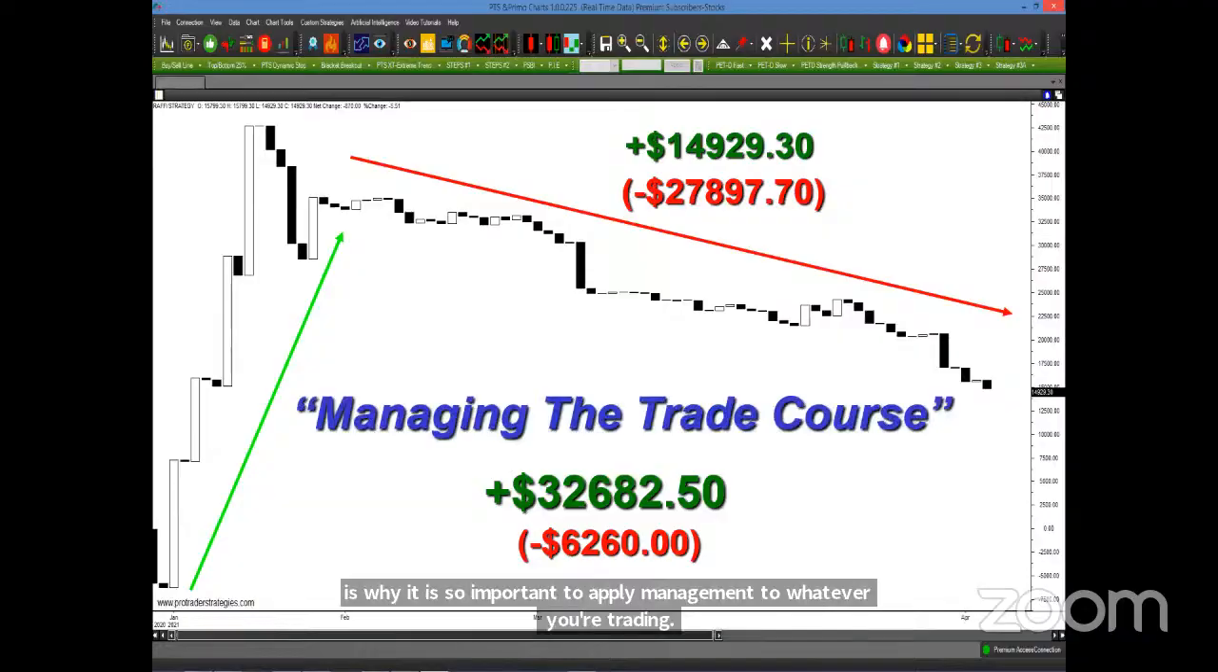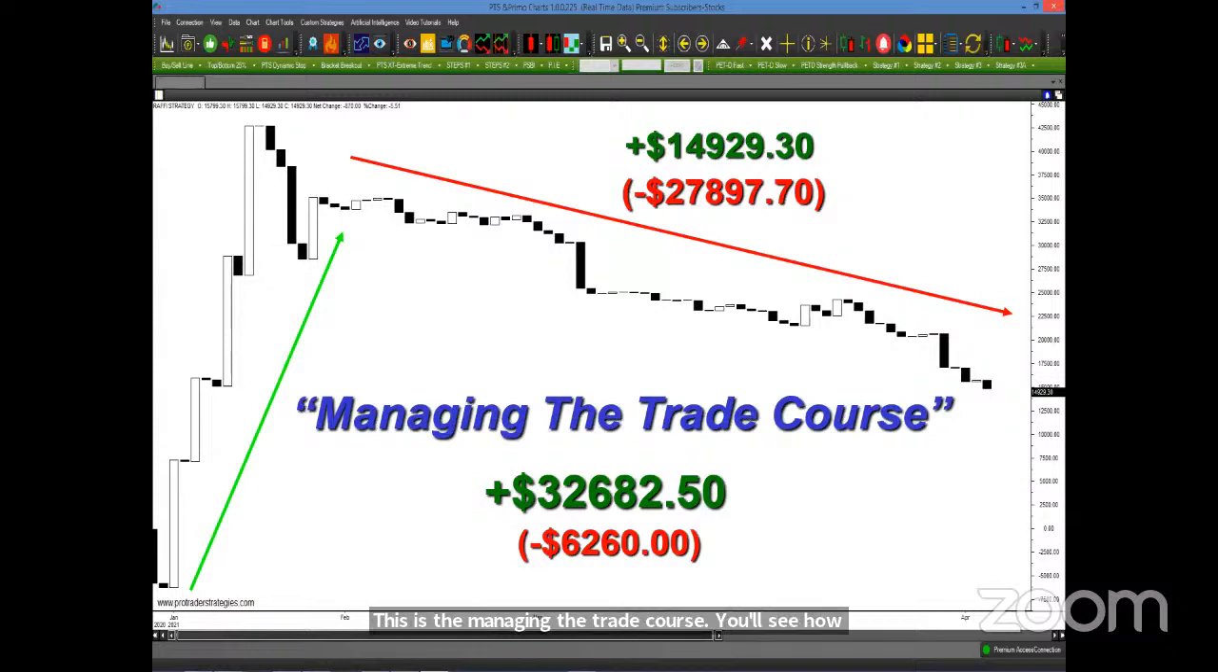So this is the Managing the Trade course. You'll see how important it is, how it can really turn around your trading. If your trading has been doing terrible, or if you're just treading water the way I did when I first started trading, I was basically breaking even, this will take your trading to the next level.